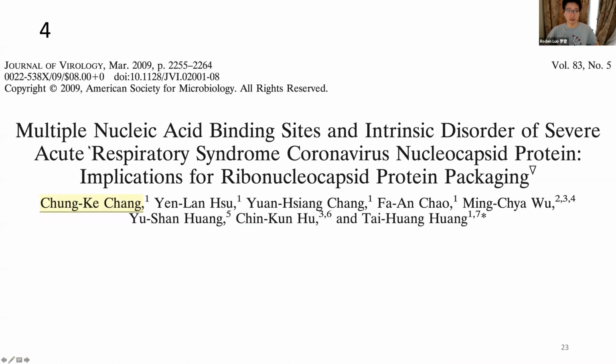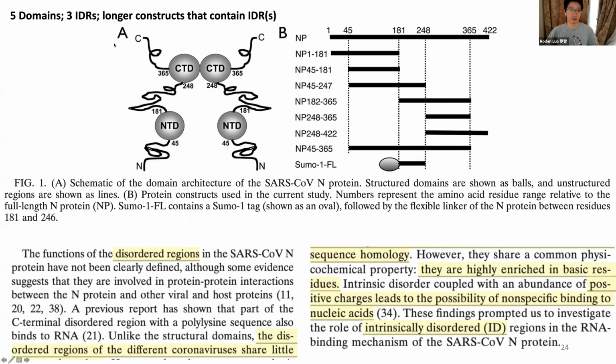It is to investigate the multiple nucleic acid binding sites. There will be multiple binding sites found in this paper. Again, 5 domains, 3 IDRs. The definition of the IDR is here. The intrinsically disordered region means the CTD, NTD will have some structure, but the C-terminal domain, the middle part called LKR, linker, and the N-terminal part will have no specific or fixed structure.